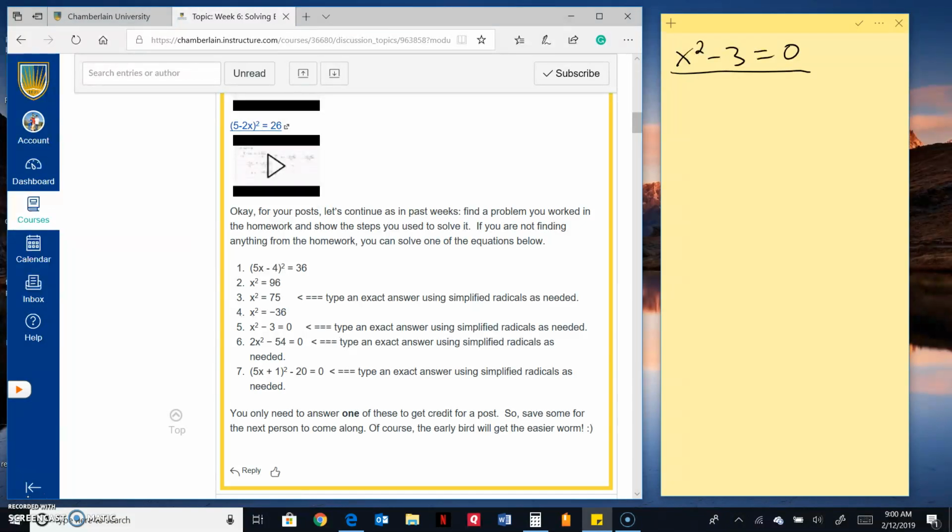X squared minus 3 equals 0. Let's add 3 to both sides of the equation to get x squared equals 3. And then it's kind of easy from here. So to find x, you would need to find the square root of 3. X is going to be equal to plus or minus the square root of 3.